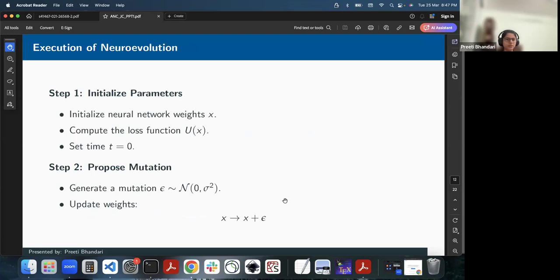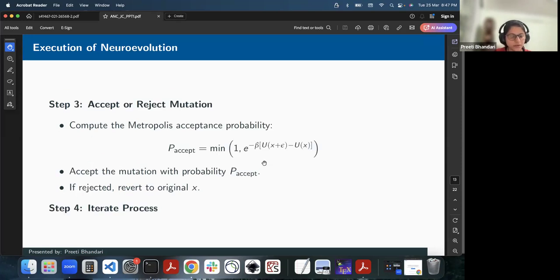Okay, then the second is, for the same training, you now use neuroevolution. In neuroevolution, like we do in Monte Carlo, we initialize the network with some random weights, and corresponding to those random weights, we compute a loss function, and that's our t equal to 0 state, which we call, let's say, a high energy state. Then we propose a move, which we call a mutation. That move is accepted or rejected with this probability. If it's rejected, that means we get back to the original state. Otherwise, we move forward and then we iterate the process.